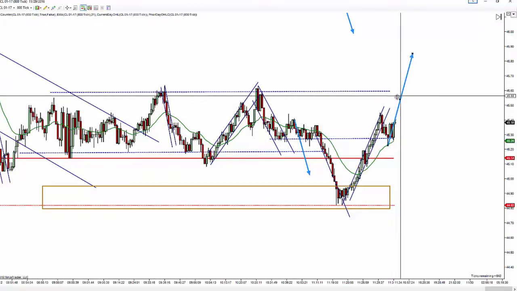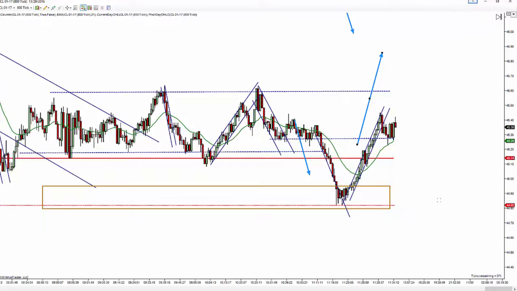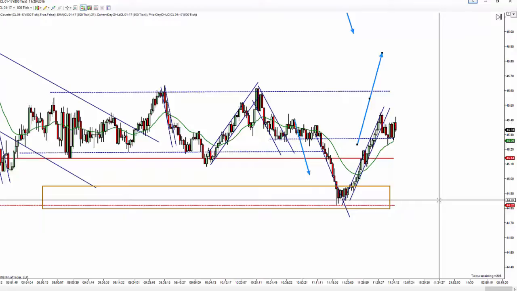So we'll keep watching it for the rest of the morning. There's only half an hour left before noon. And wait to see how it performs from there.